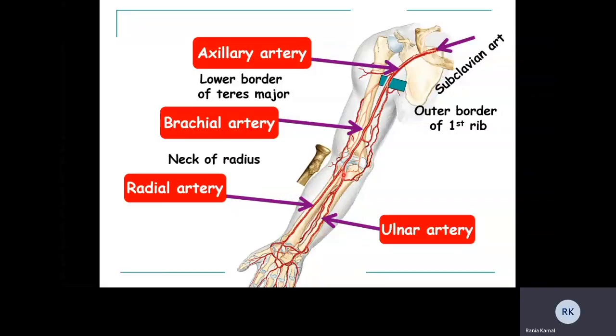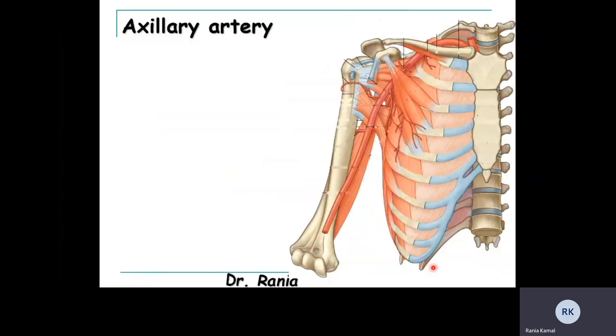The radial artery will run in the forearm and enter the hand. Also, the ulnar artery will run in the forearm and enter the hand. The ulnar artery will form the superficial palmar arch. However, the radial artery will form the deep palmar arch. Let's start with details: the axillary artery.